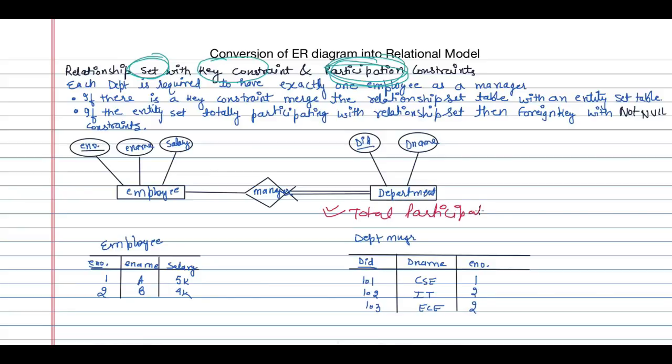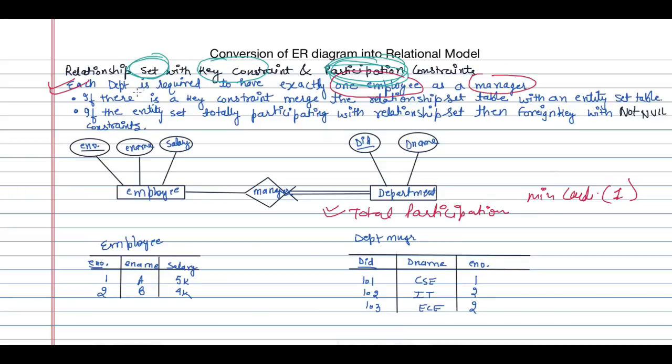When do we have a total participation? When the minimum cardinality for a relation is greater than 0, or it is 1. We have already seen this in the previous video. If you face any problem with the terminologies in this video, you can go through the previous videos, and they will really help you out. Okay, so you can see here each department is required to have exactly one employee as a manager, right?